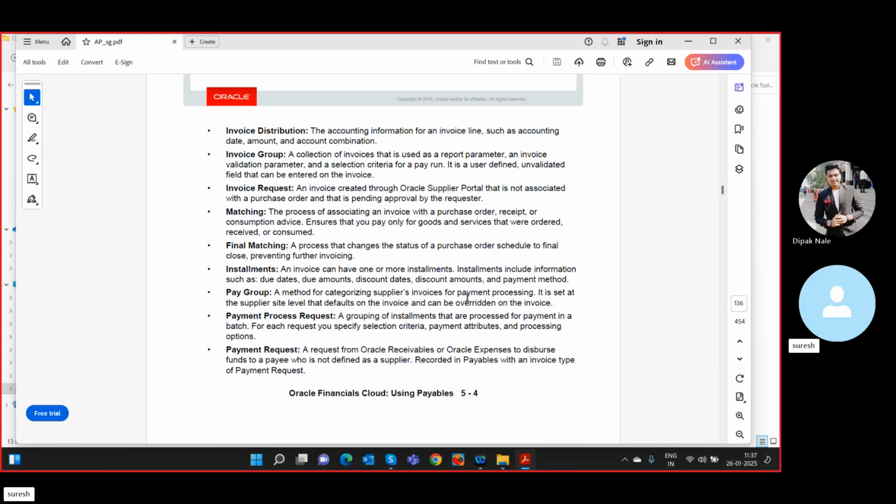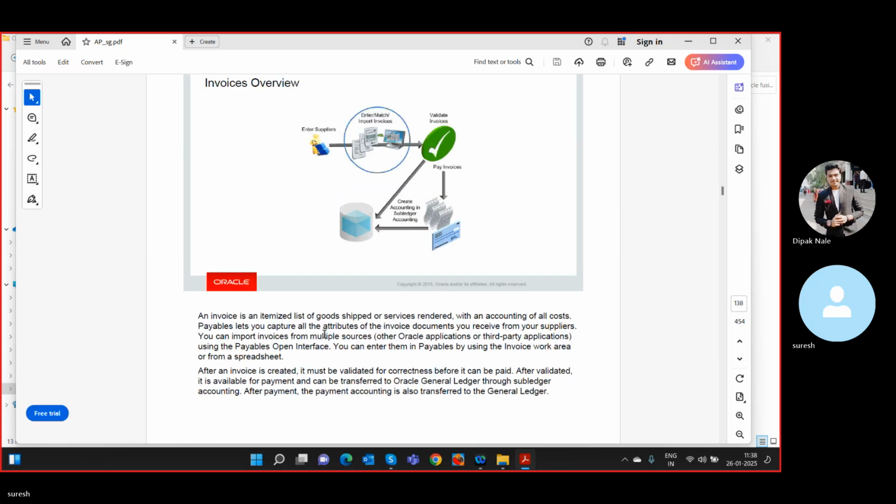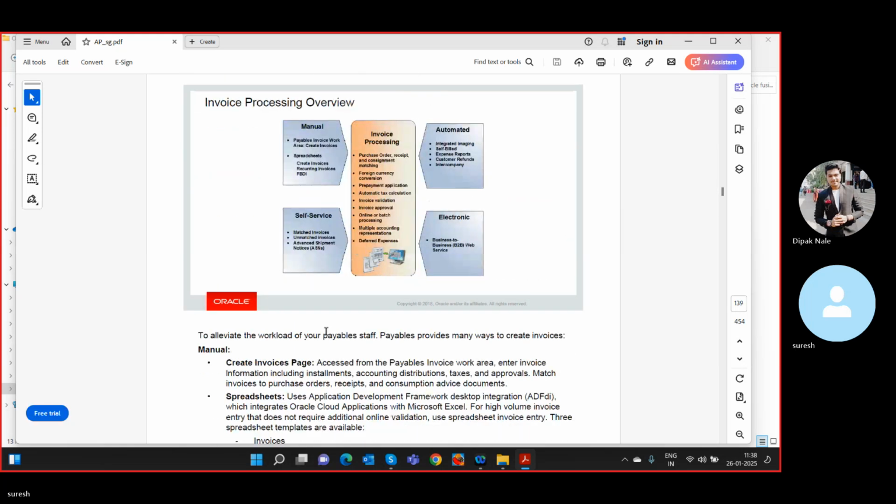They are a group. Suppose you want to pay taxes. Taxes will come at pay group. They will create a pay group called income tax. And they have payment priority along with this. Payment priority means which payment should go first, 1 to 99 like that. Okay. Invoice overview, same.